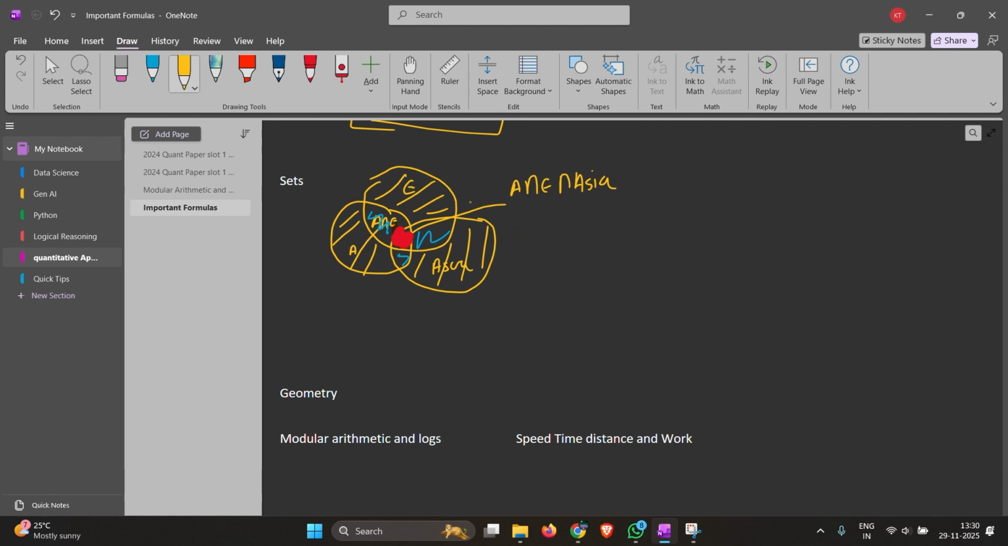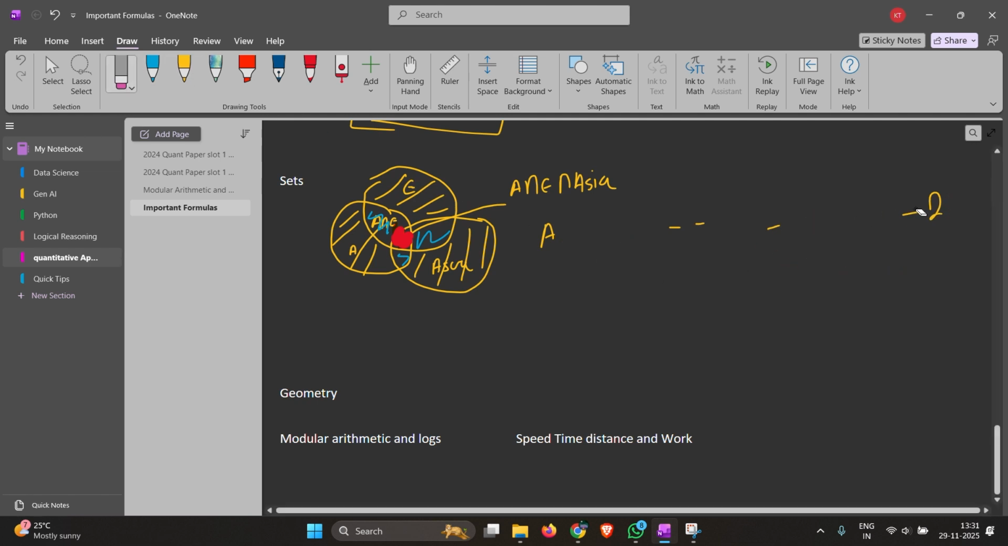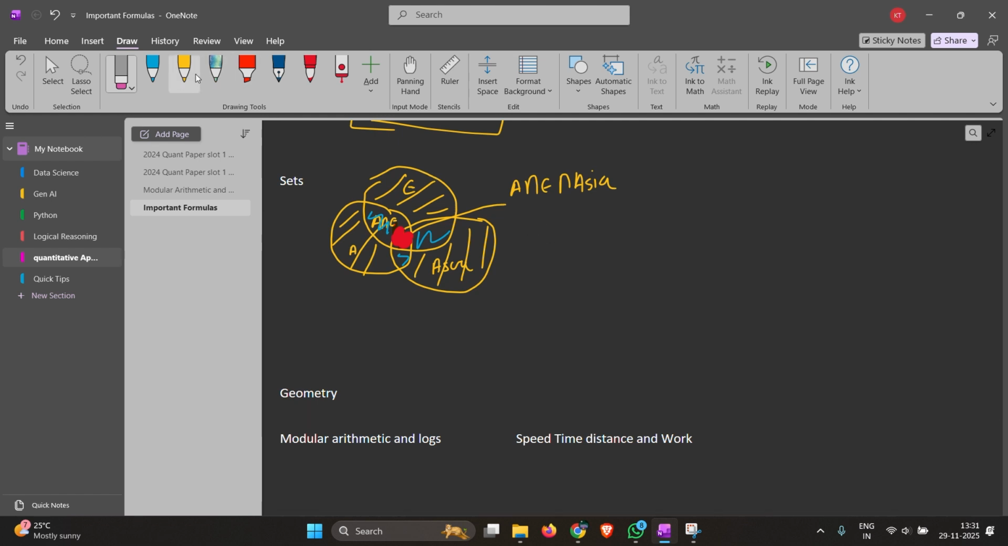So the total would actually just be A plus B plus C minus A intersection B minus A intersection C minus B intersection C. So you minus this and minus this, but you then minus this center amount three times, so you also add A intersection B intersection C. But you don't have to remember all these formulas, you can just make this up intuitively. But this is just a general way of thinking for solving such kind of questions.